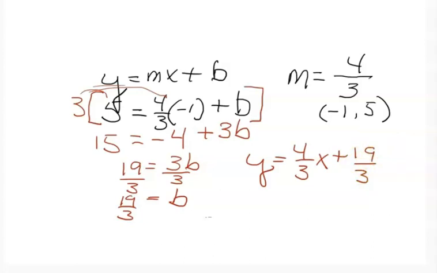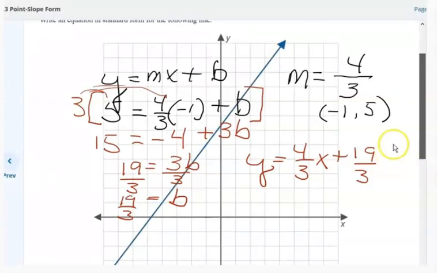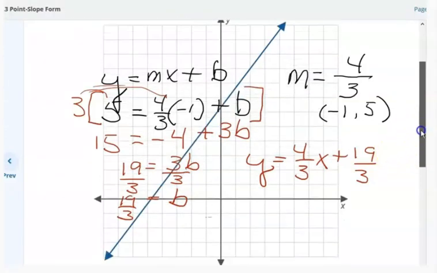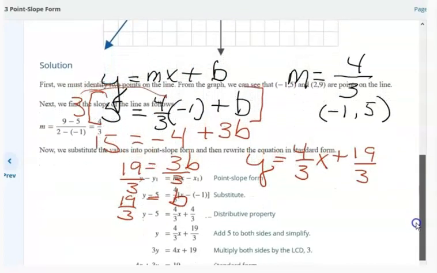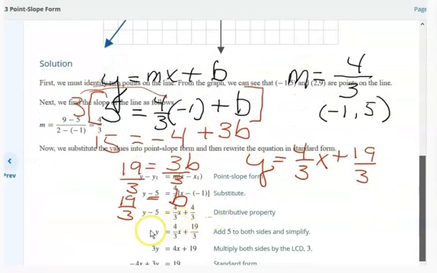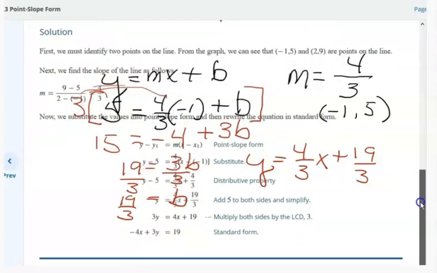All right, let's check out what they have as we go back to our other screen and bring this down here. And lo and behold, they have it right here. And if you put this in standard form, again, you would multiply everything by 3 and then move your x term over to the other side.